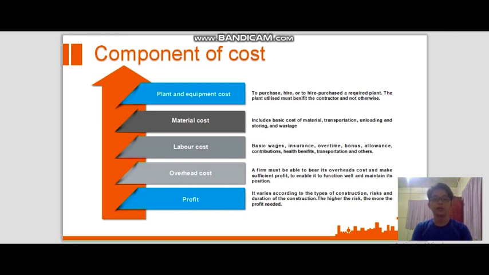Lastly, profit. Profit will vary according to the types of construction, risk and duration of the construction. The higher the risk, the more the profit needed.